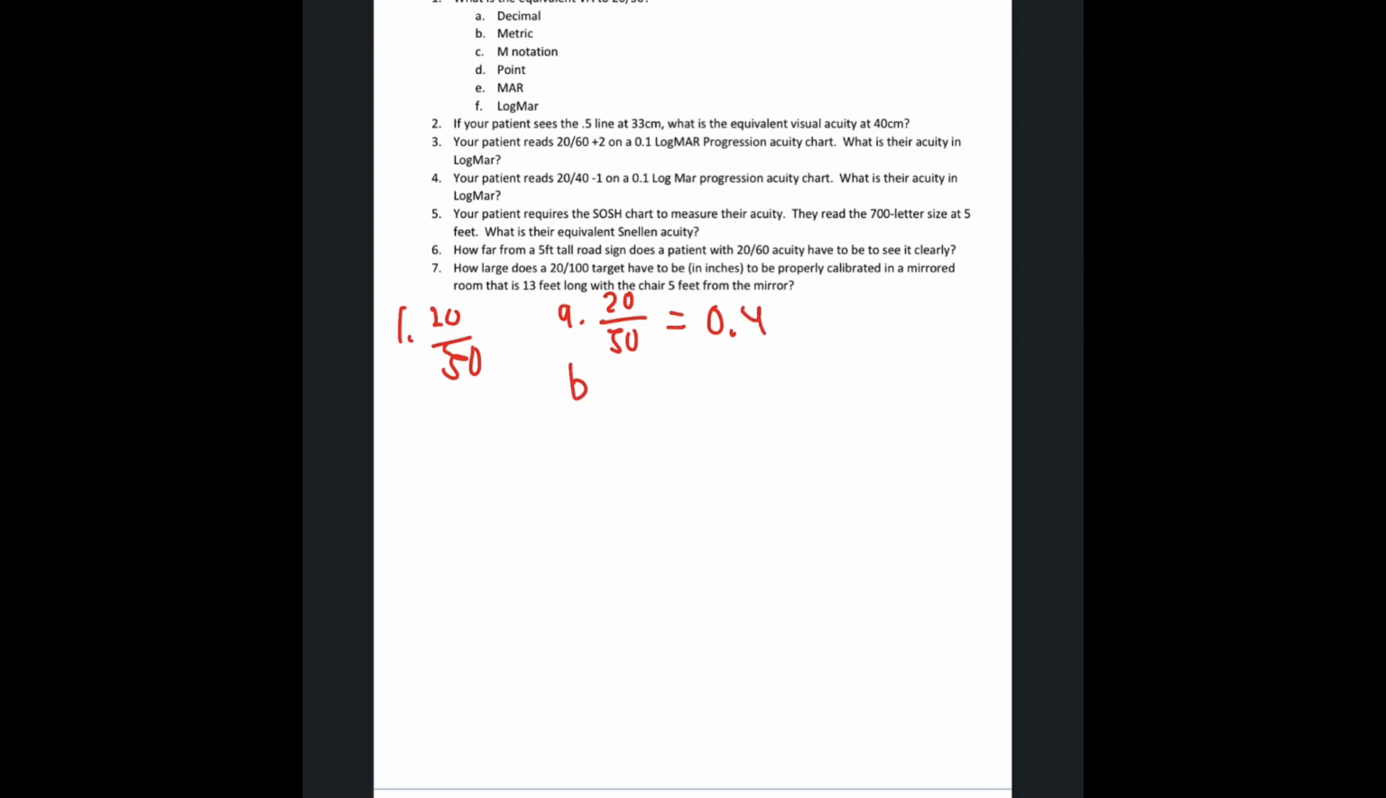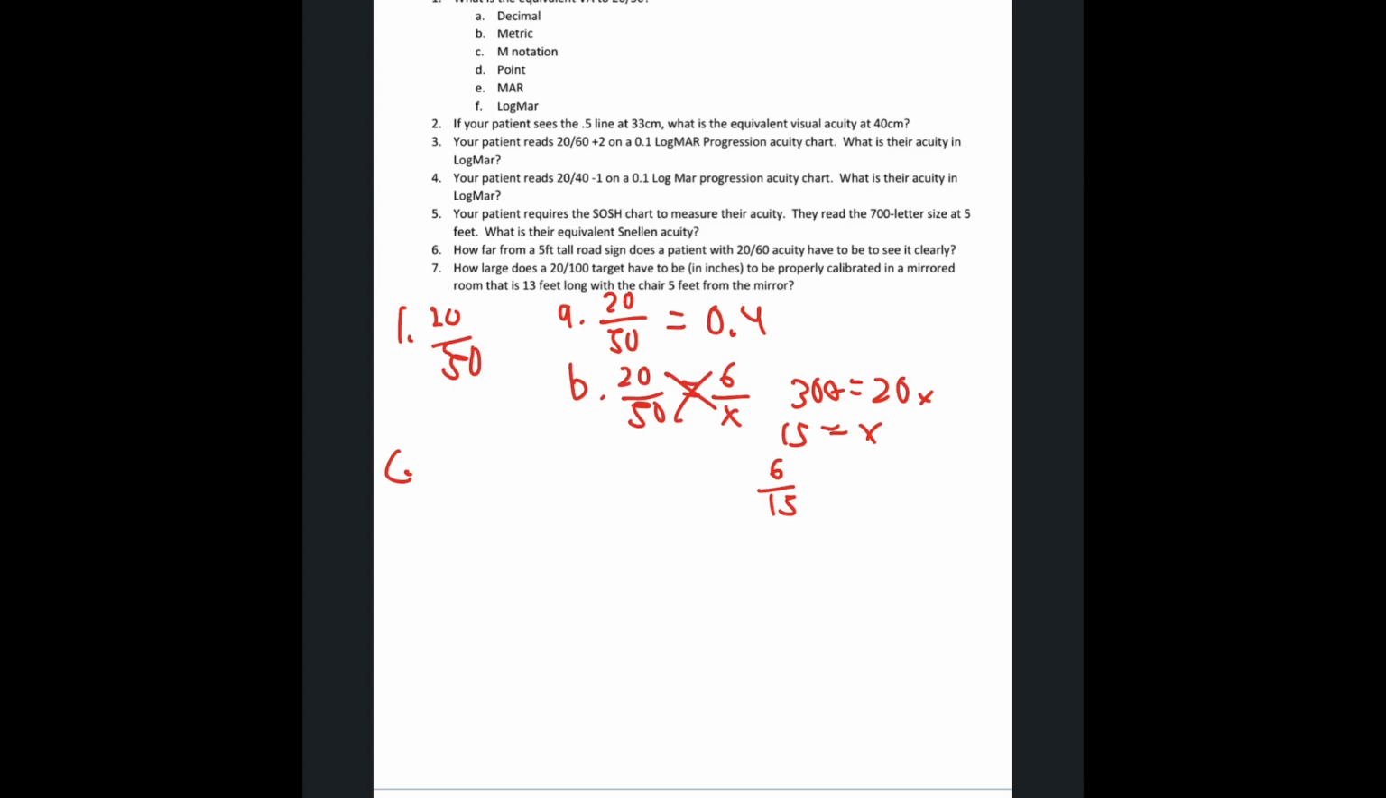Okay. For metric notation, remember we're setting up a proportion, and metric is 6 meters over x. So 20 over 50 equals 6 over x. We cross multiply, so we get 300 equals 20x. We solve for x, and we get 15. And so our metric notation is 6 over 15.